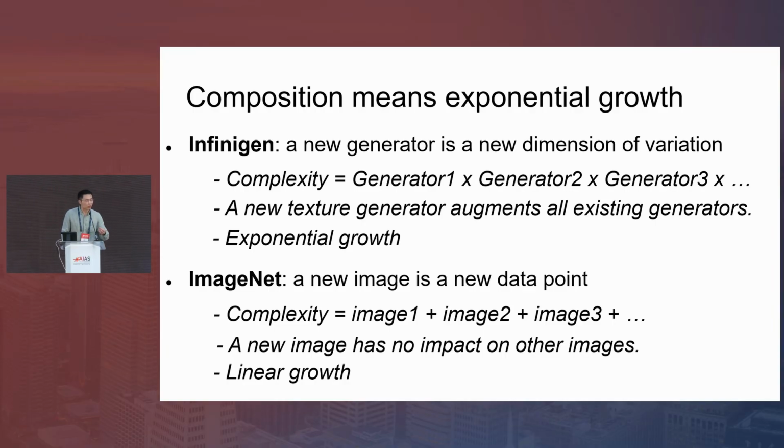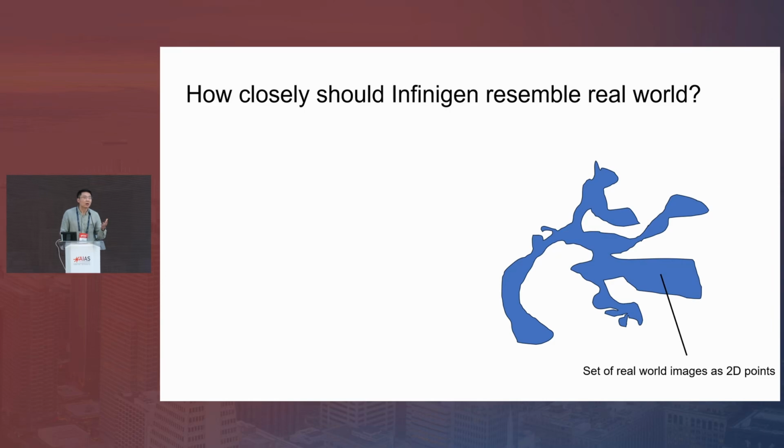If you add a new image, you're just adding a new data point. The complexity actually grows linearly with the number of data points. So another question you might have is that, okay, this is a generator of 3D scenes. You'll essentially define a data distribution, right? Ideally, we'd like this data distribution to resemble the real world.